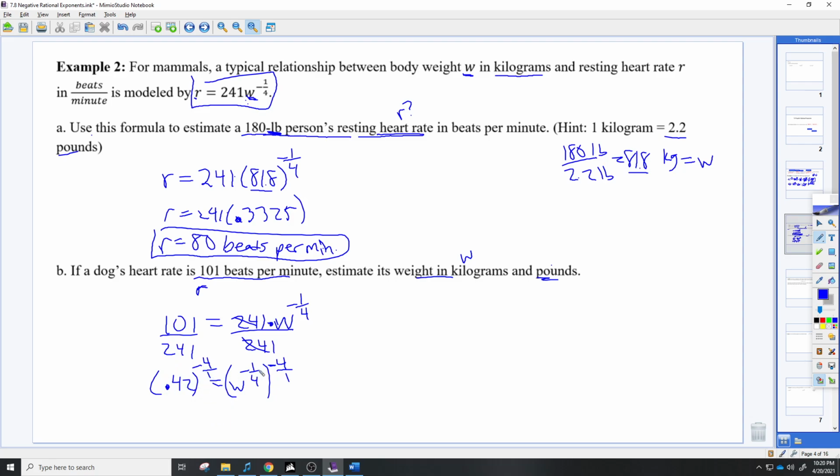So we'll put this part in the calculator. These will cancel out because you'll get a positive 4/4. It's gone. So we're going to get our weight. This will be in kilograms. So let's see if we can do that. 0.42 to the negative 4/1. So that's 32.14.